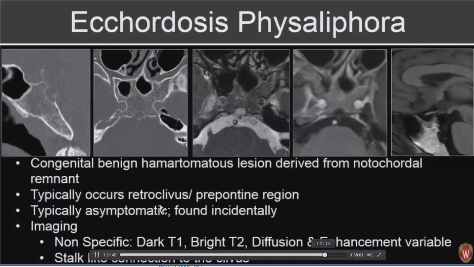So this is an entity called Ecchordosis physaliphora, and this is essentially a congenital benign hamartomatous lesion derived from notochordal remnant, and it typically occurs at that spheno-occipital synchondrosis, very similar to the chordoma. And so the imaging is nonspecific, but it's generally dark on T1 and bright on T2, and it does not typically enhance. And the thing that can help us make that differential is when you see the stalk-like connection to the clivus. But because it occurs in the same location as a chordoma, we want to at least consider following this to make sure that there's stability of this finding.